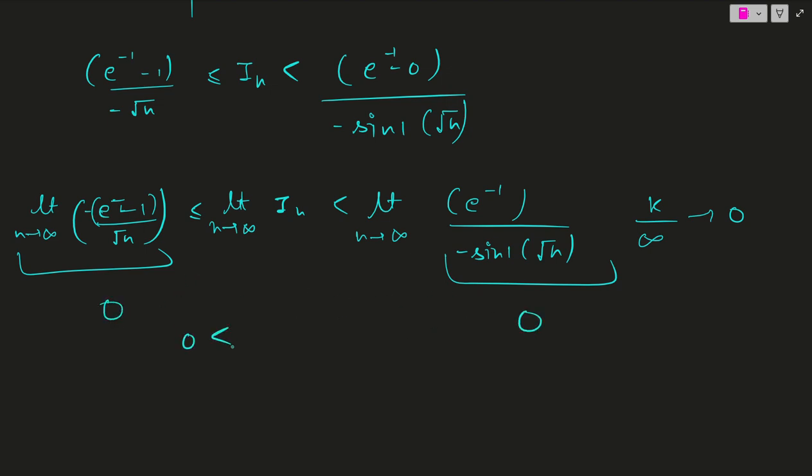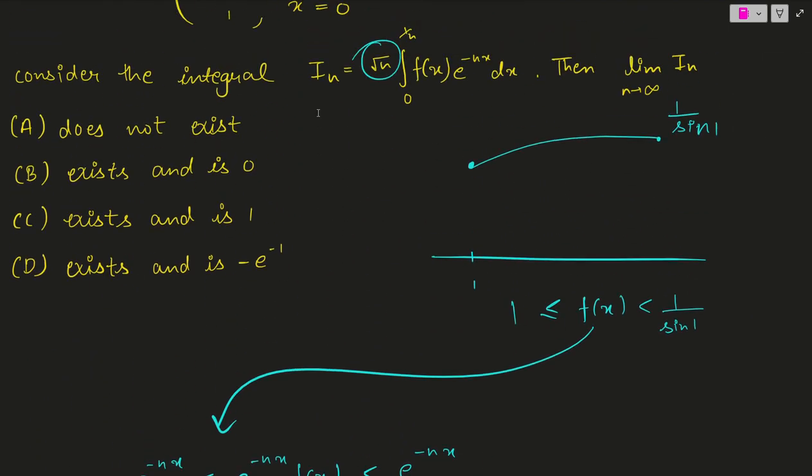So 0 is less than or equal to the limit as n tends to infinity of the integral, which is less than or equal to 0. So we can see that the limit exists and it is 0. So the correct option will be B. Thank you.